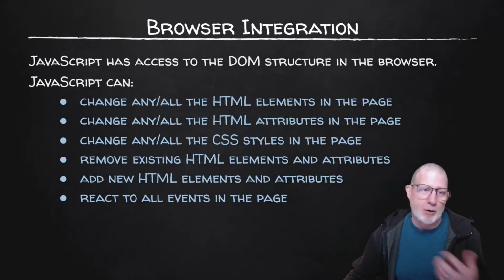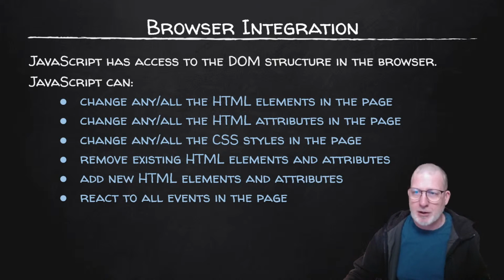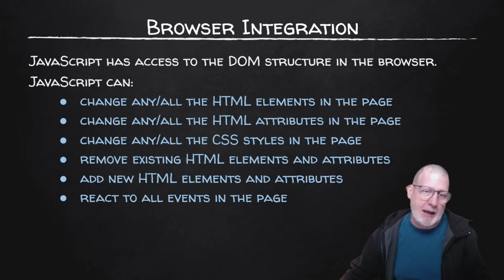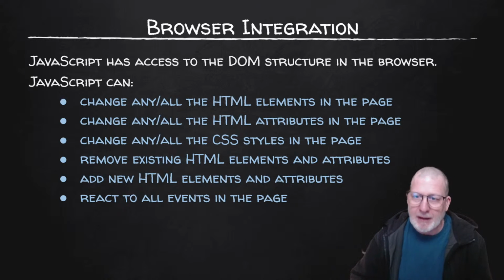Now, we need to know some things first. First of all, JavaScript has access to the entire DOM structure. It can change any HTML element anytime it wants. It can change any attribute on any HTML element. It can change any CSS style on an HTML element. It can add or remove classes to the class attribute on an HTML element. It can also create new event handlers to handle any event that happens to any element on the page.